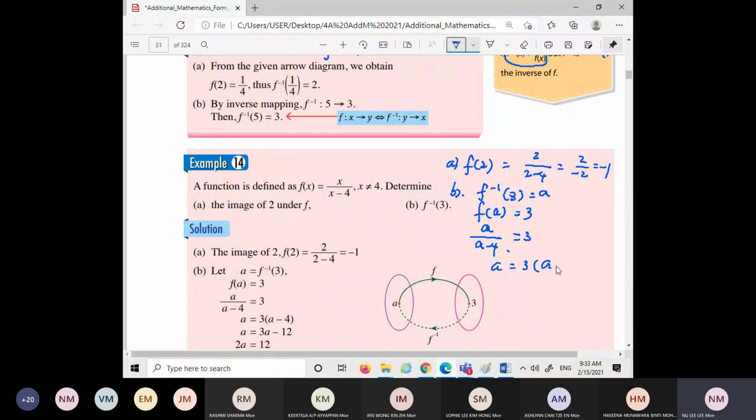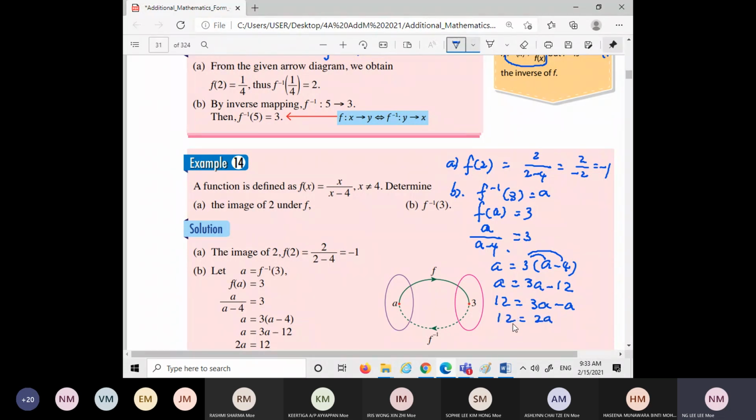Okay, divide become times. Okay, then expand 3a and then 12. Okay, I will let the 3a stay here. I will let the a come here, minus a. I let the minus 12 go here, become positive 12. Okay, 3a minus 1a is 2a.